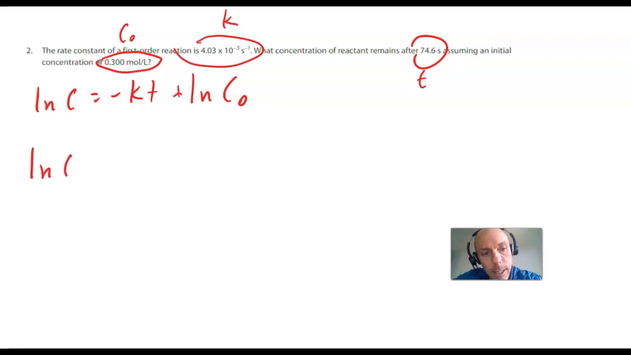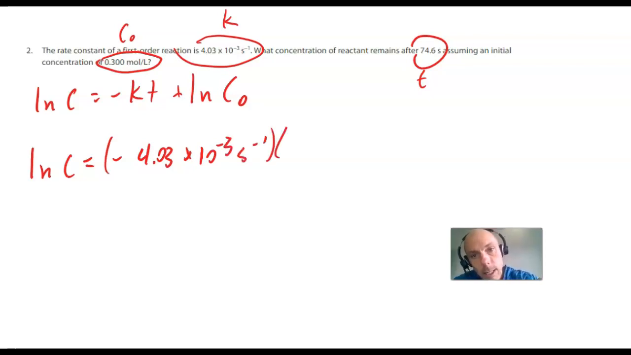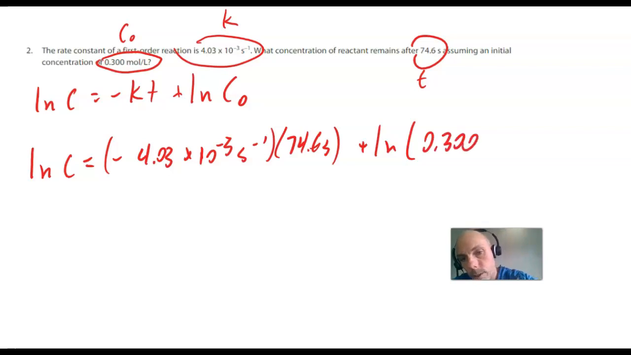So I've got LNC is equal to negative 4.03 times 10 to the minus 3 seconds to the minus 1 times the time of 74.6 seconds plus the natural log of the initial concentration, which is 0.300 moles per liter, or molarity. The initial concentration also doesn't have to be the true initial concentration. It just has to be the earlier of the two. An earlier concentration can be thought of as the initial concentration.